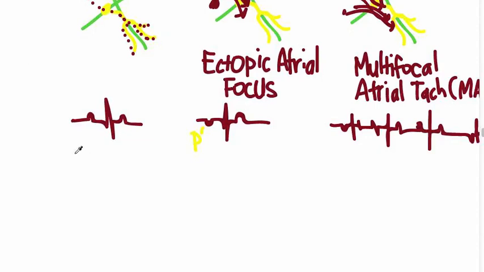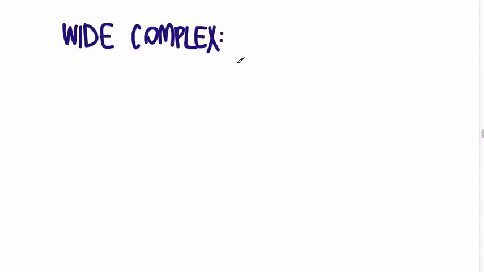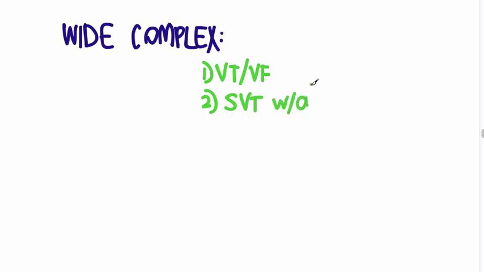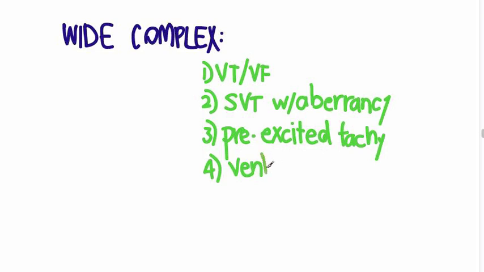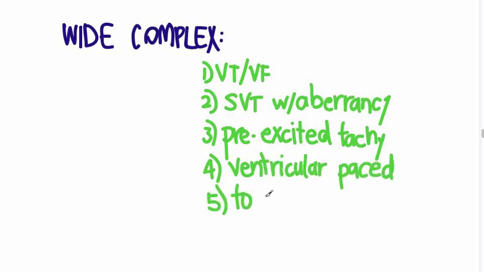Now let's look at some wide complex tachycardias. And this usually is broken down into one of 5 different types. You can have V-Tach or Vfib, SVT with aberrancy, and I'm going to explain that term in just a second. A pre-excited tachycardia, and I'll explain this term in just a second too. A ventricular paced rhythm, and a polymorphic wide complex tachycardia, or torsade de pointes, or de pointe, I don't know how you say it in French.